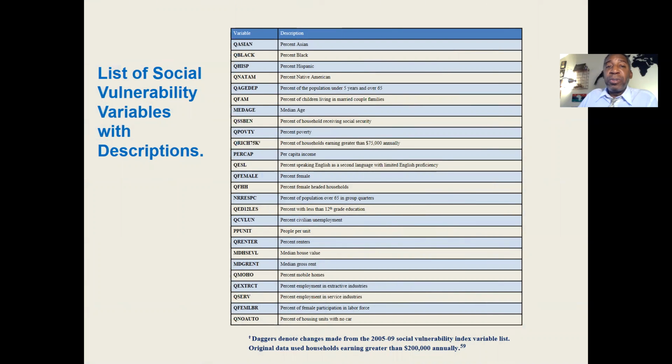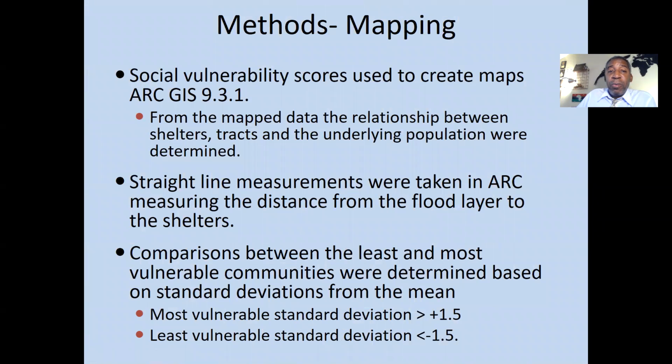So here are some of the variables that are used in the SOVI. You have race and ethnicity, age, socioeconomic data, gender, cultural characteristics such as language, people per unit of housing, and so on and so forth. And so these are percent of housing units with no car. That's a vulnerability. And so we assigned a social vulnerability score to each of Nashville's census tracts using, at that time, ArcGIS 9.3.1. And we were trying to look at which communities were more vulnerable than others.